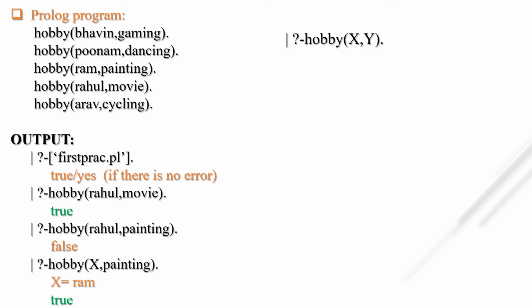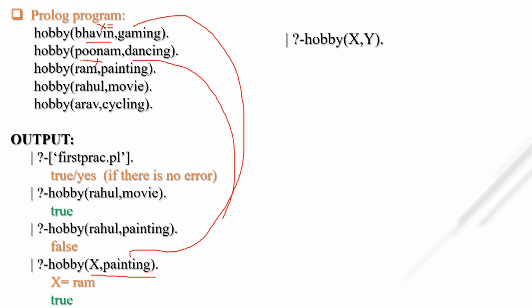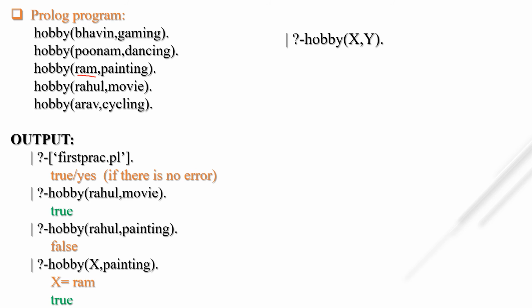Okay, if I ask hobby x comma painting, then once again it will go from the top. Here x equal to Bhavin, argument 1. Argument 2 is gaming. It will not match with the painting. That's why x is not equal to Bhavin. Then second, x equal to Poonam, but second argument is not matched with this painting. That's why x does not equal Poonam. Similarly, x equal to Ram, and if second argument is matched, then it will show you that x equal to Ram.